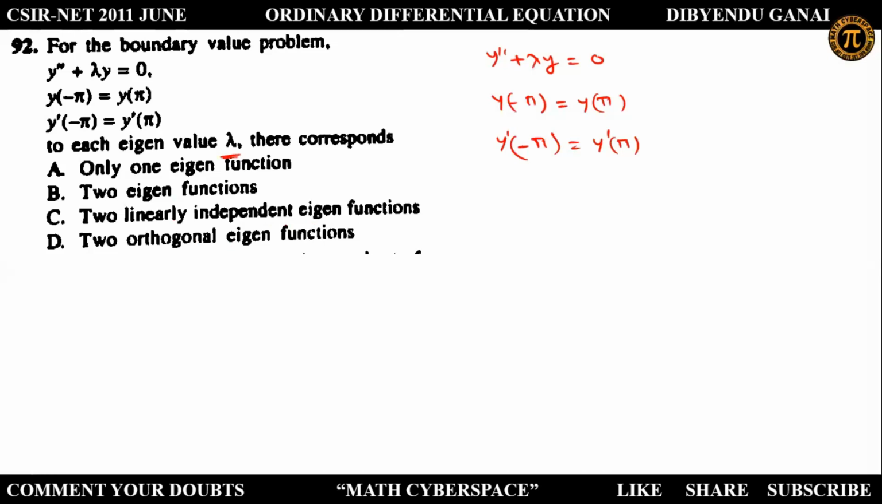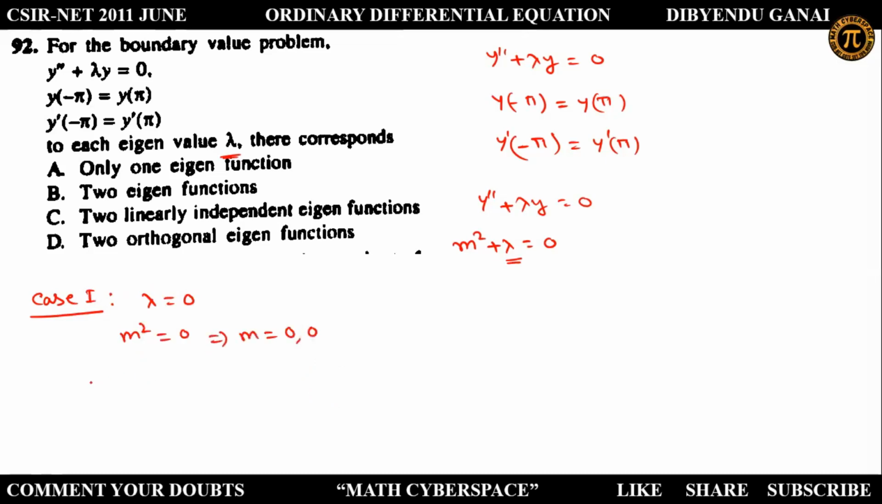Okay, so first of all, here y'' + λy = 0. So what will be the auxiliary equation? That will be m² + λ = 0. Now this λ is our eigenvalue, and it will be either 0, positive or negative. So we have 3 cases. In case 1, let λ = 0, that means m = 0, 0.